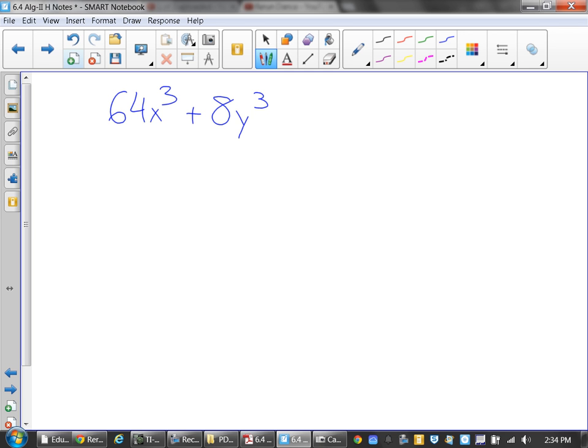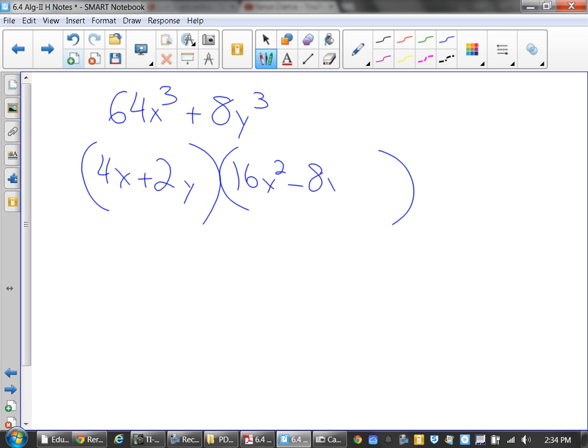So, our first grouping here, hopefully you guys are on your way. 4x plus 2y. That's what I got. So now I square that first term, you get what? 16x squared. I know it's got to be a minus sign because it's going to alternate my sign now. 8xy, put them together. And then I square the last one, you get? Plus 4y squared.